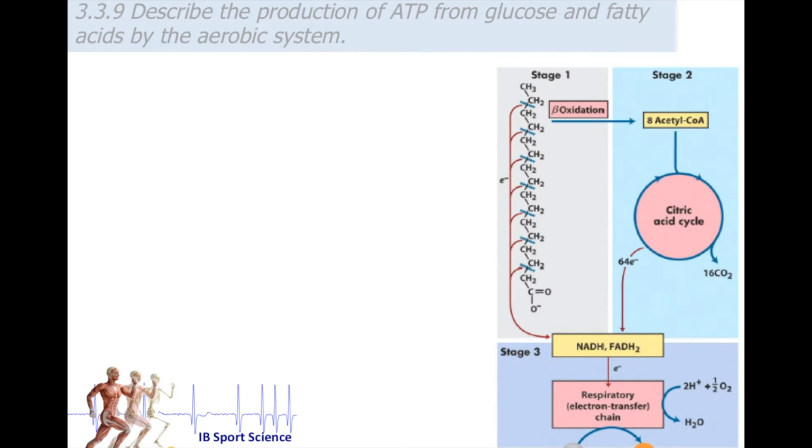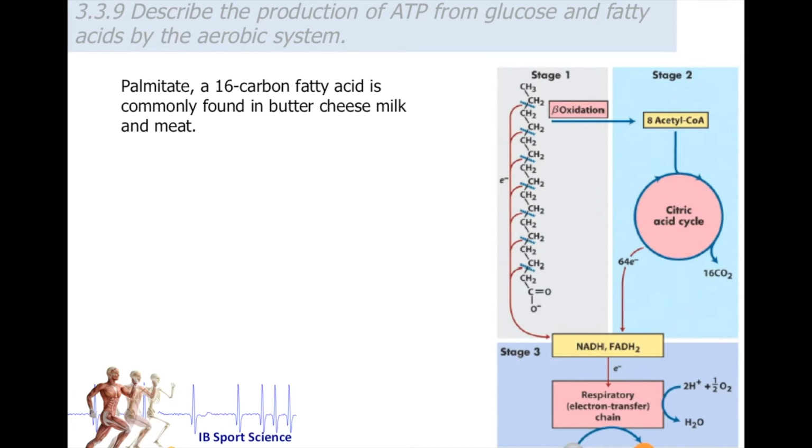Let's look at it in a little bit more detail and just start seeing how much energy is produced. Palmitic acid is a 16 carbon fatty acid. It's commonly found in butter, cheese, milk and meat. As a 16 carbon fatty acid, it goes through a process of beta oxidation 7 times. Now what we mean by that is that each 2 carbons get broken off to form 1 acetyl-CoA. If we were chopping up our chain of palmitic acid with 16 carbons, we would have to make 7 cuts in order to separate it into 2 carbon molecules. That means it goes through the process of beta oxidation 7 times.